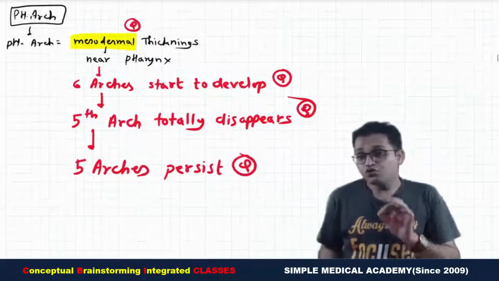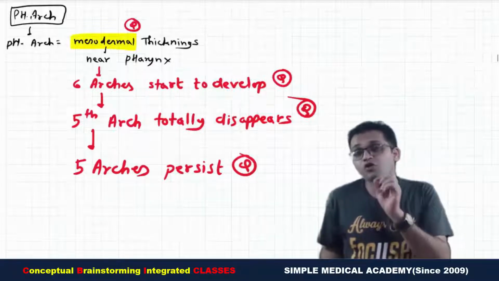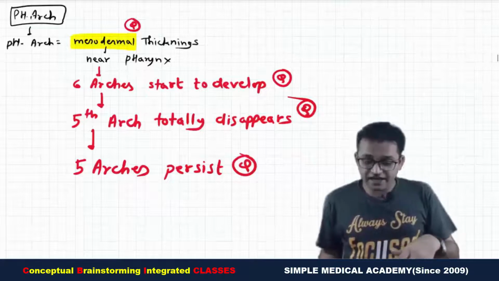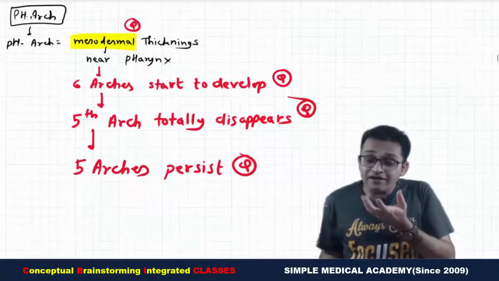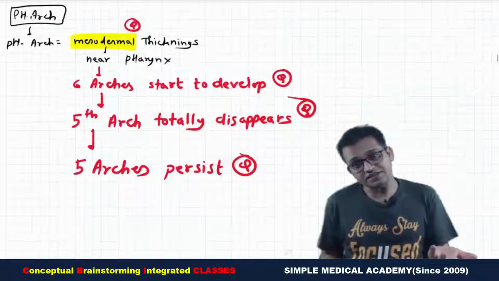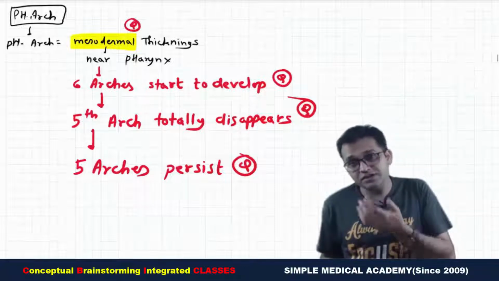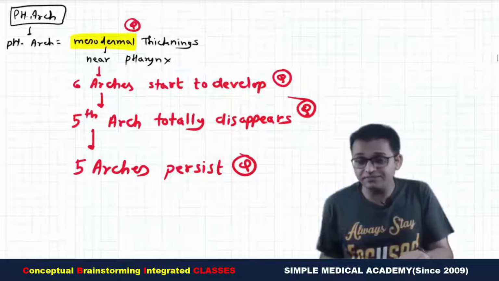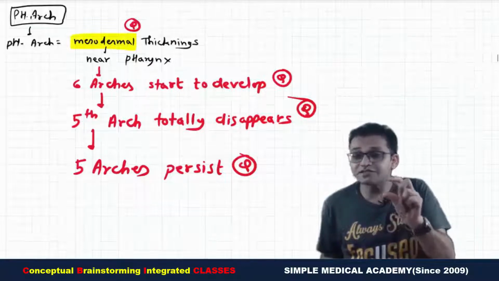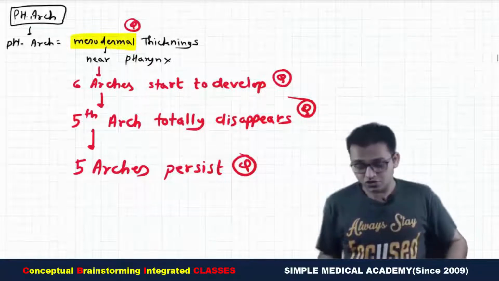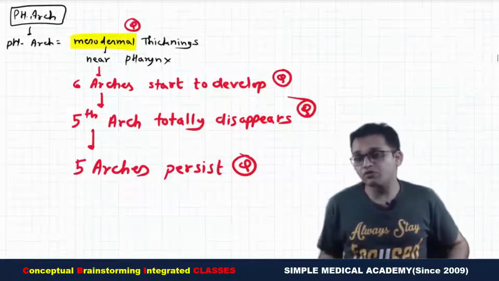So during the MCQ you have to be cautious about each and every word. If they are asking how many are developing at the starting phase, the answer is different. How many arches are persisting, a different answer. And which arch is totally disappearing, your answer is different. You have to mention a particular arch. So this is the knowledge about the arch.